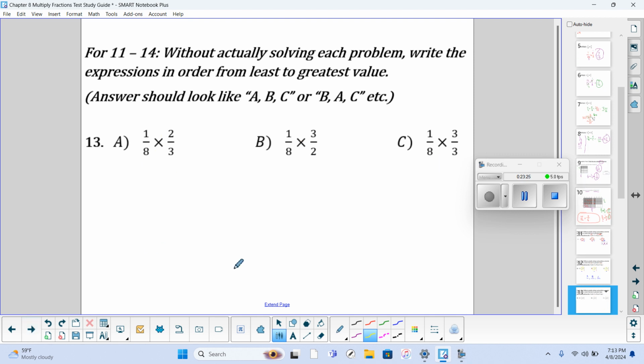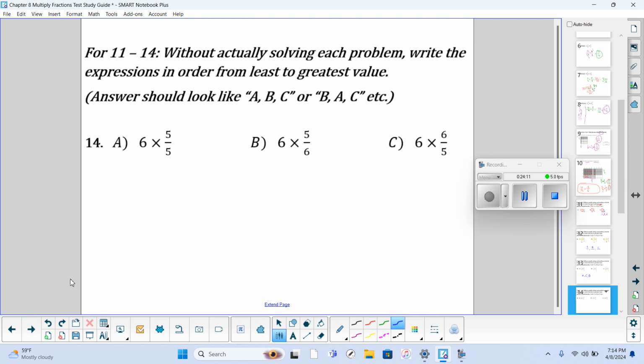Number 13. These have 1/8 in common. So we are multiplying 1/8 by 2/3. That's a number less than 1. 3 over 2, that's a number greater than 1. And 3 over 3, which is equal to just 1. So which one is the smallest? Well, it'll be 1/8 times the number less than 1, which is A. Then the next biggest would be times 1. 3 over 3 is 1, so that's C. And then next would be times the number that is bigger than 1, which is B. So A, then C, then B.